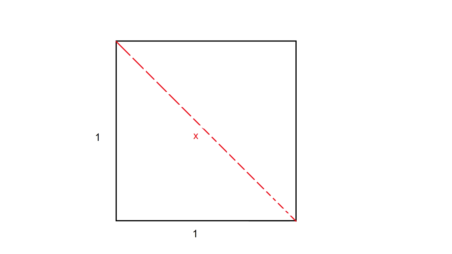According to the Pythagorean Theorem, the sum of the squares of the lengths of the two non-hypotenuse sides of a right triangle is equal to the square of the length of the hypotenuse. 1 plus 1 equals 2. Therefore, the length of the diagonal line, which we'll call x, should be the square root of 2.